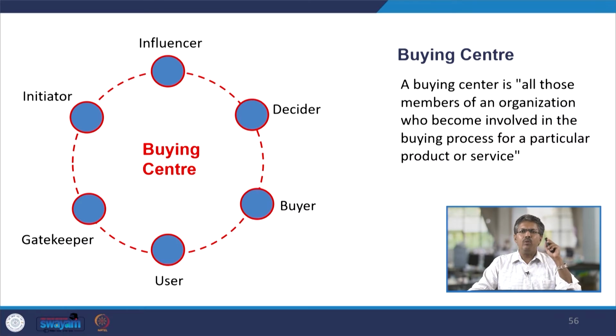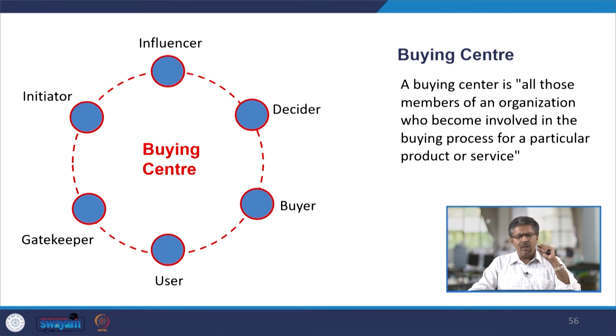Okay. So, now after the Webster and Wind's model, we will be talking about the buying center. Now, what is the buying center? As you must have understood by now, a buying center is a team of people, right. All those members in an organization who become involved in the buying process.